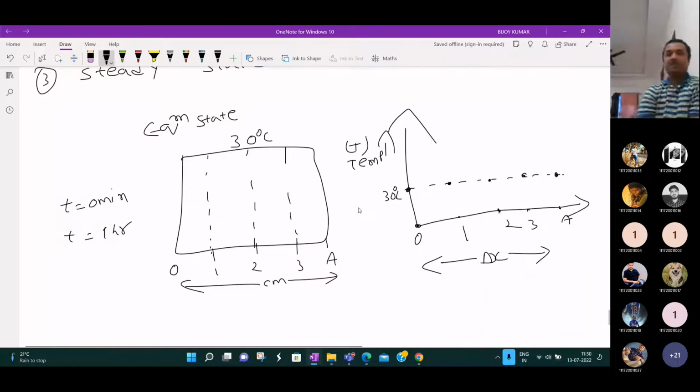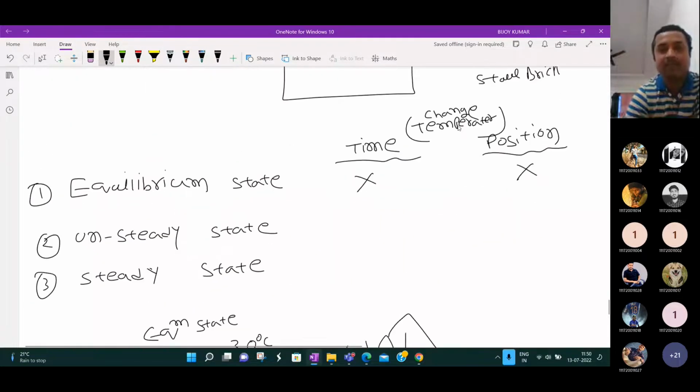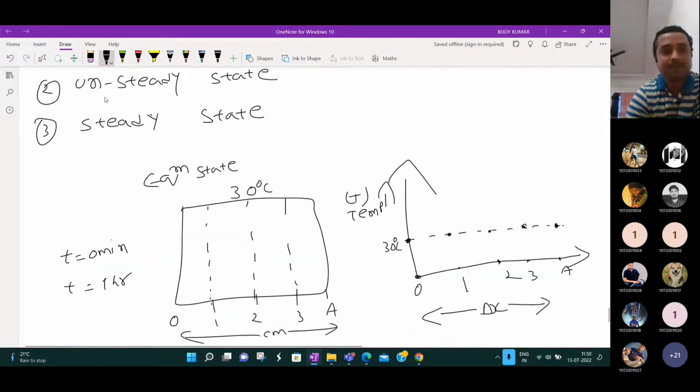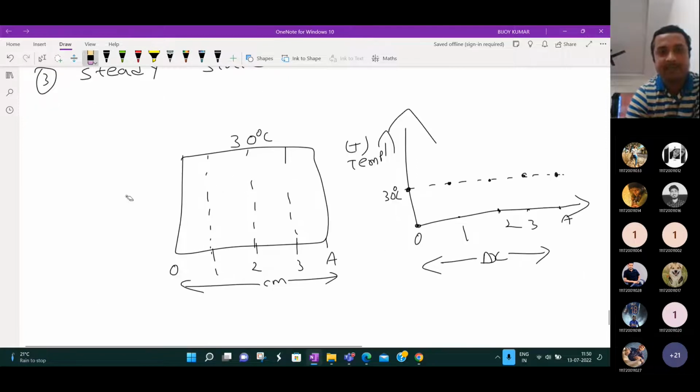So this is all about equilibrium condition, in which the change in temperature will not be observed with respect to time and position. Next, suppose this object is now at 30 degrees centigrade. Everywhere the temperature is 30 degree. Now what we will do is increase the temperature here. Suppose here we supply 200 degrees centigrade. At the same time, what will be the temperature here? 30 degrees centigrade, at time t equal to 0.